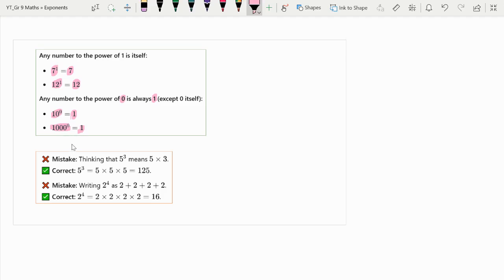Let's look at some common mistakes. A lot of students think that 5 to the power of 3 means that it's 5 times 3. I see it all the time. That's normally when you're not focusing. It happens and it's okay. But it means that 5 is being multiplied by itself 3 times. So 5 times 5 times 5. And then I've also seen this: 2 to the power of 4 means that it's plus. They're adding the 2s. I don't see that as much, but I have seen it. So I'm just warning you.